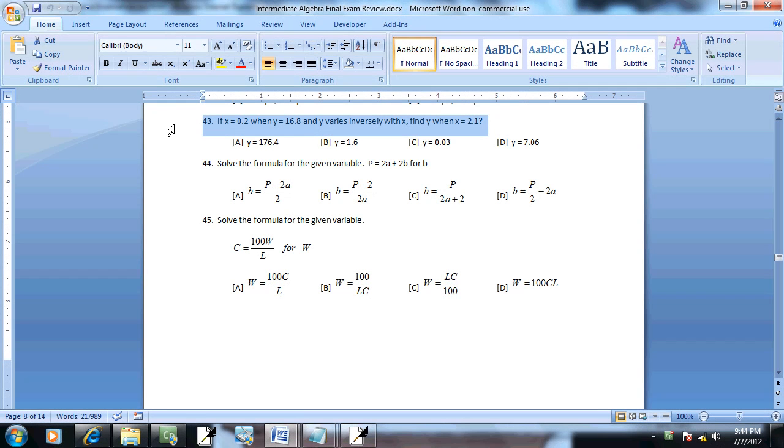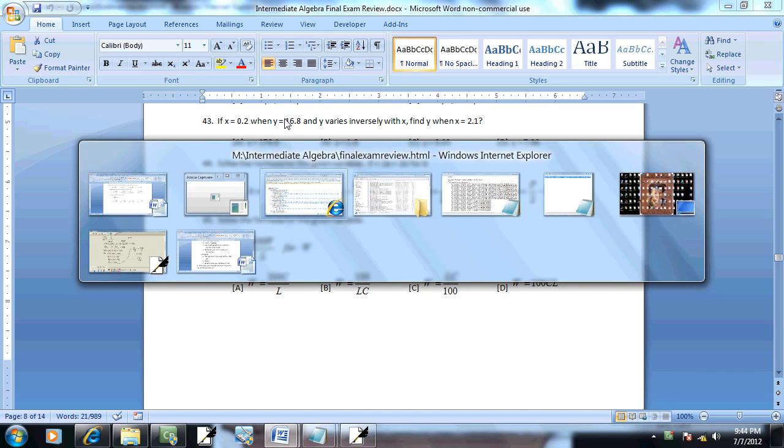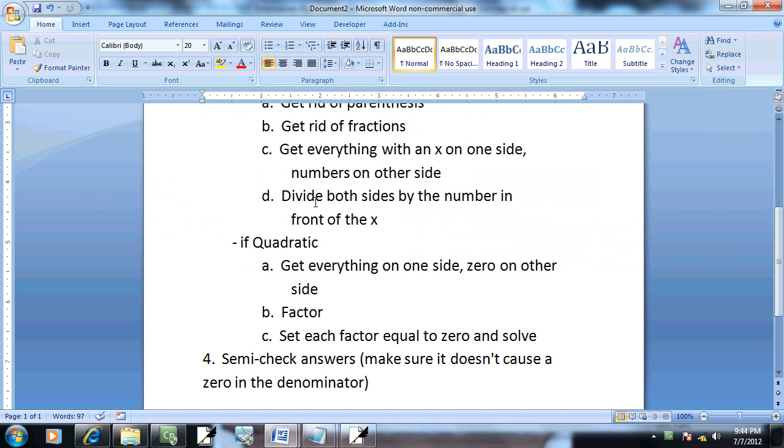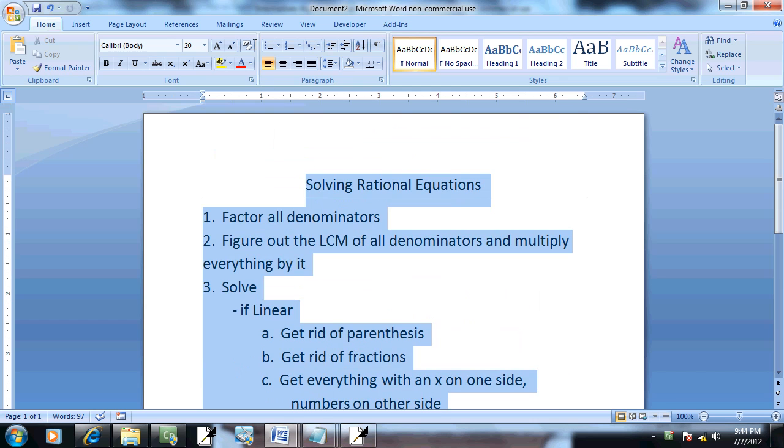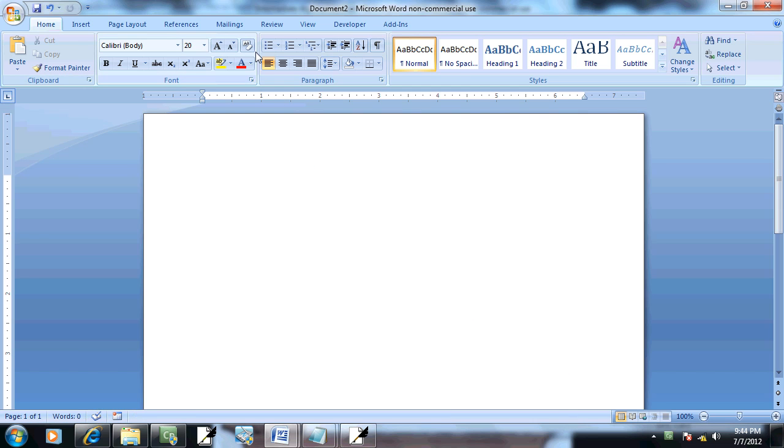Let's take a look at number 43. This looks like a variation problem. So let's refresh our memory on the variation. There we go. Variation problems.